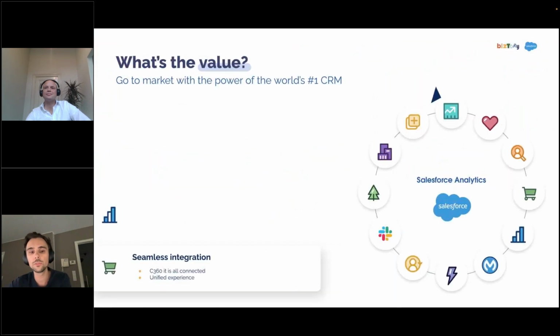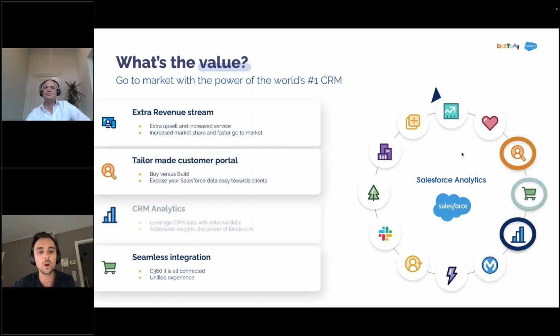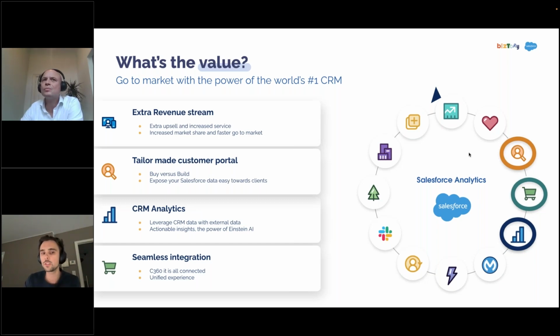Just to summarize what we have seen: an extra revenue stream, and that's what we've been talking about all the time. From a Salesforce perspective, we're able to create an upsell, but beside that we are also creating extra, increased service. People will like to work with us because we give them these insights. They will be better in their job thanks to these insights. So in the end, Salesforce will be able to increase their market share, and they will also go faster to the market.